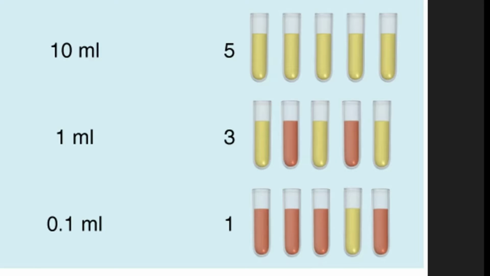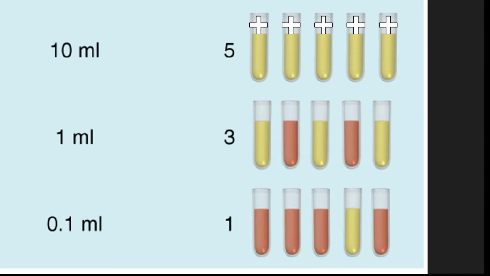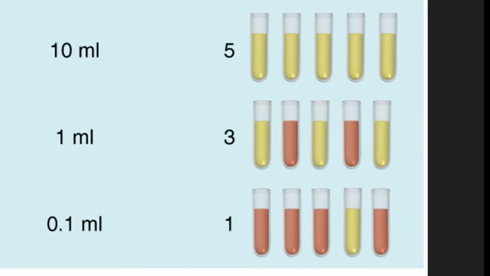So after you incubate these, if in the first set, the undiluted set, you get 5 positive, so 5 of those tubes are turbid, and then in the second, 10 to the minus 1 set, 3 of the tubes are turbid, and then in the third, 10 to the minus 2 set, one tube is turbid. You know that there's something there.